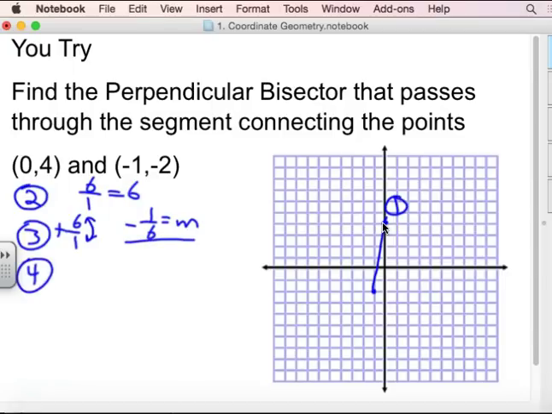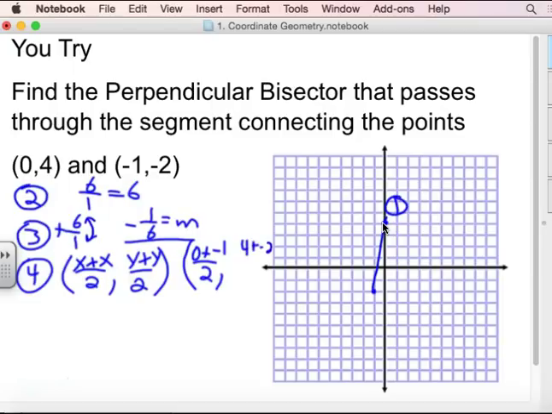Fourth step is to use the midpoint formula to find the midpoint of the line. So remember, that's where you add the x's, divide by 2, add the y's, and divide by 2. So when we do that, we add 0 to negative 1 and divide by 2. And we add 4 to negative 2 and divide by 2. 0 plus negative 1 is negative a half. And 4 and negative 2 is 2. 2 divided by 2 is 1. So our midpoint is at negative a half, 1, which is right about there.